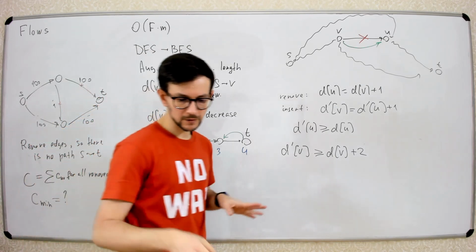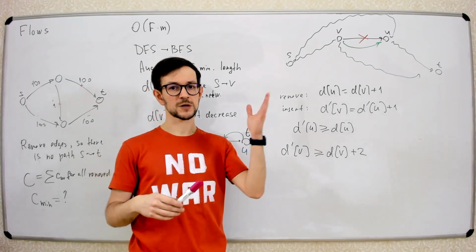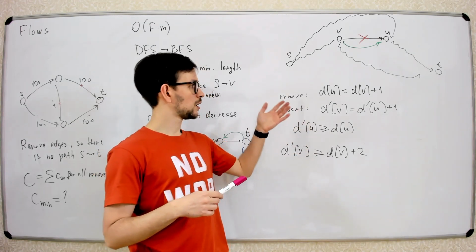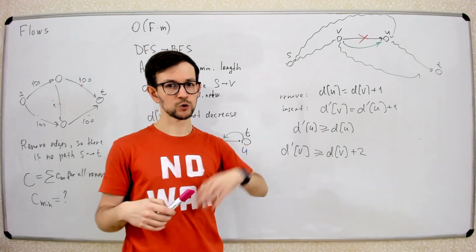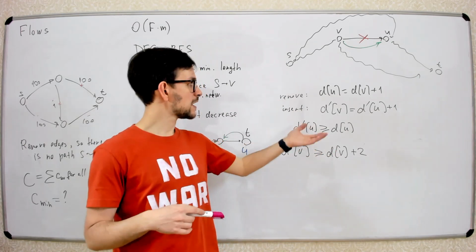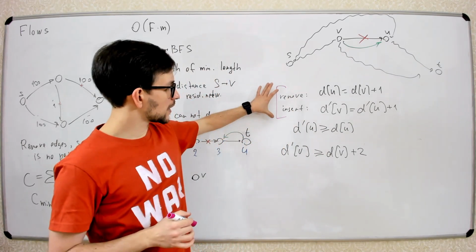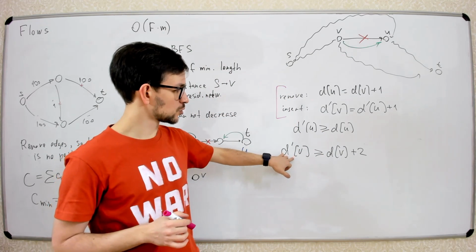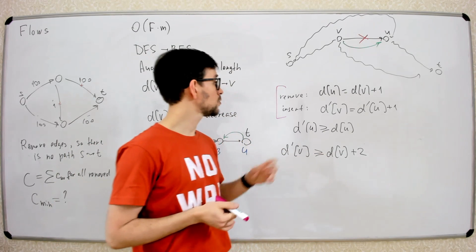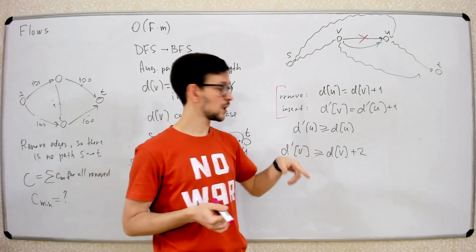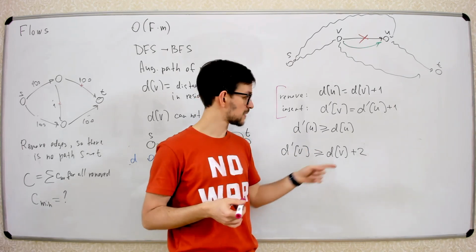What does it mean? It means if we look at some edge, and again, we look what happens to this edge. At some point we remove the edge, then put it back, remove and then put it back. Every such cycle increases the distance to node v by at least 2. So if we remove the edge and then insert it back, the distance to node v must be increased by at least 2.